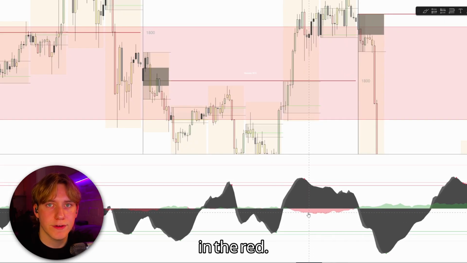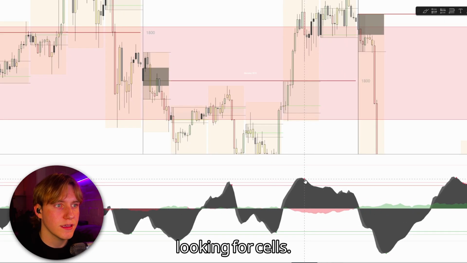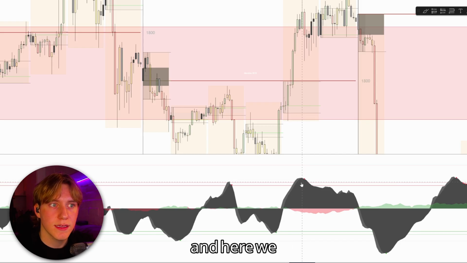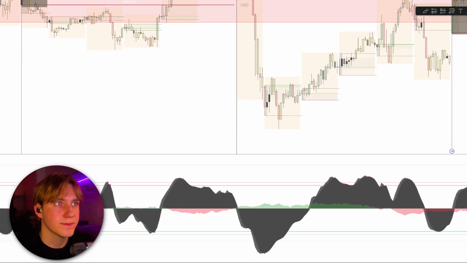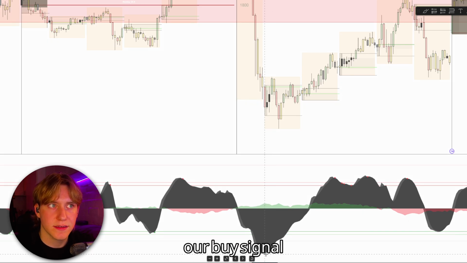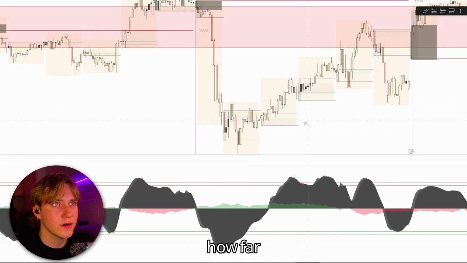Here we see money flow in the red, so we're only looking for sells. Here we see we are oversold. And here we see we have a sell signal. From this point, look at price traveling. We have money flow in the green. We're oversold. We get our buy signal. And look how far price traveled.